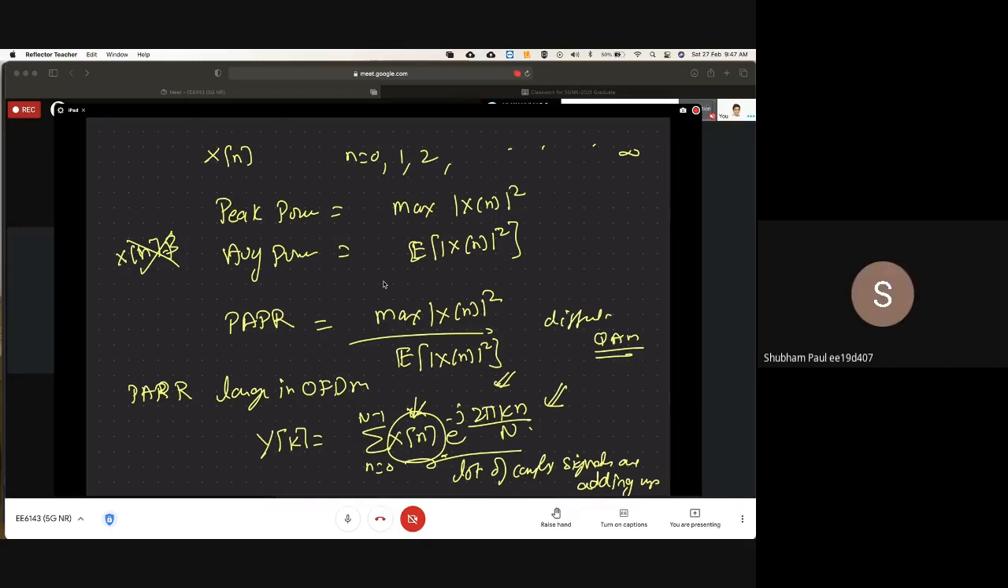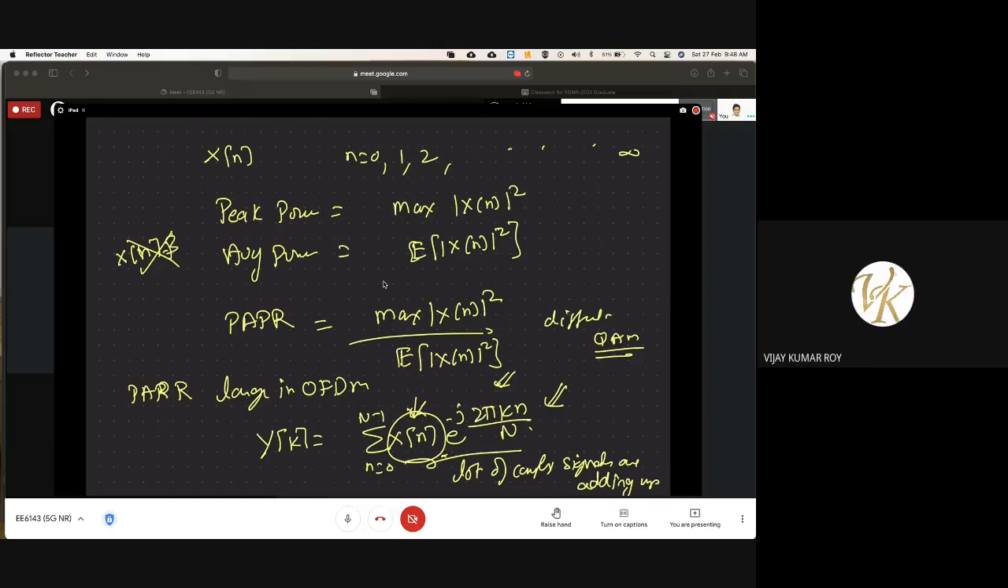Sir, is it true to say that the more randomness in our symbols, the more the possibility for PAPR to go high? In some vague sense, yes. I don't think that's a very accurate statement, but that's a rough intuition. See, essentially, the more Gaussian it becomes, the more PAPR you have. Simple. Okay, Shubham, does that make sense?